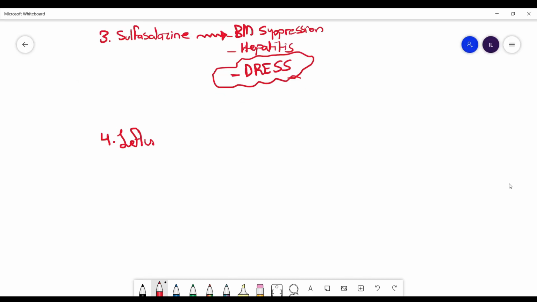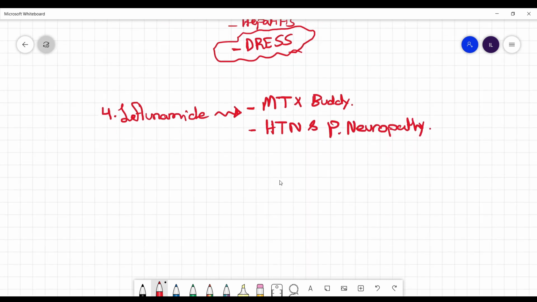Next one is leflunomide. Leflunomide has similar activity and effectiveness to methotrexate. I call it methotrexate's buddy. And the side effects are a little bit different. They have hypertension as a side effect and also peripheral neuropathy.